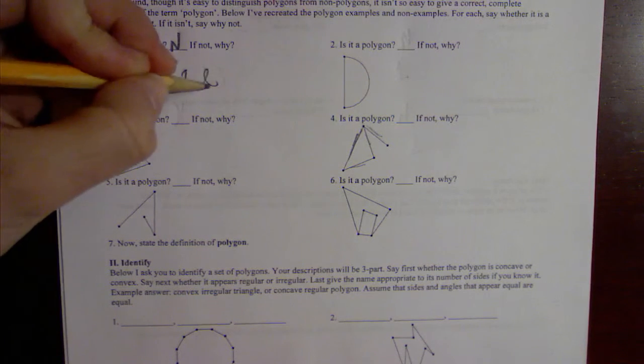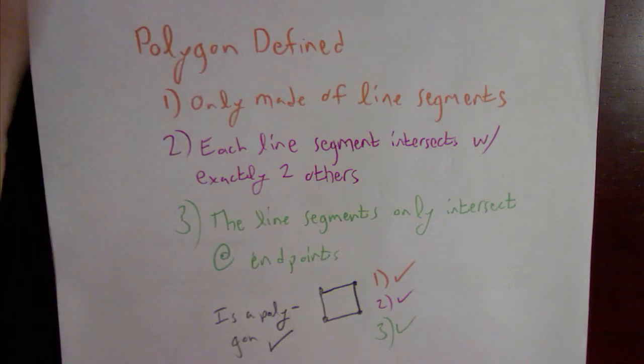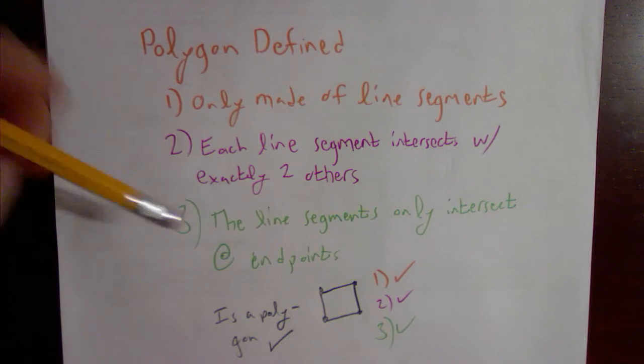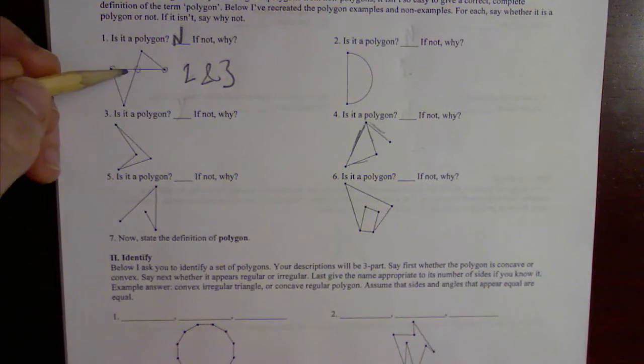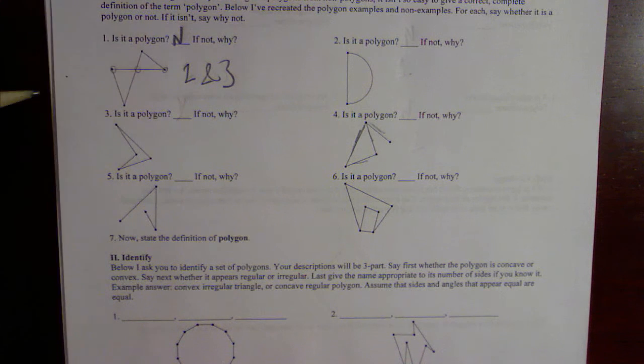On top of that, it's not following rule number 3 of our definition. The line segments can only intersect at endpoints. Well, this intersection right here is not at an endpoint. So that's why this is not a polygon.